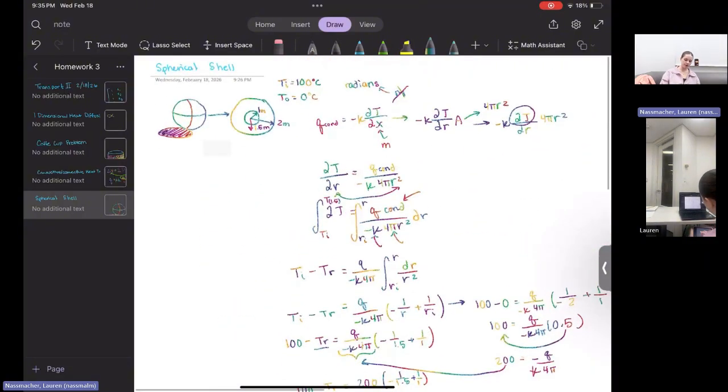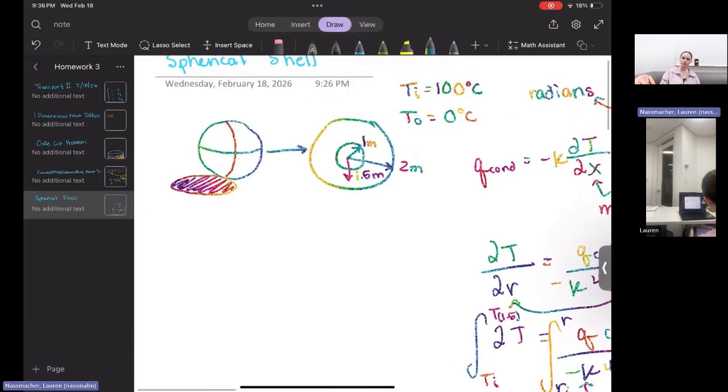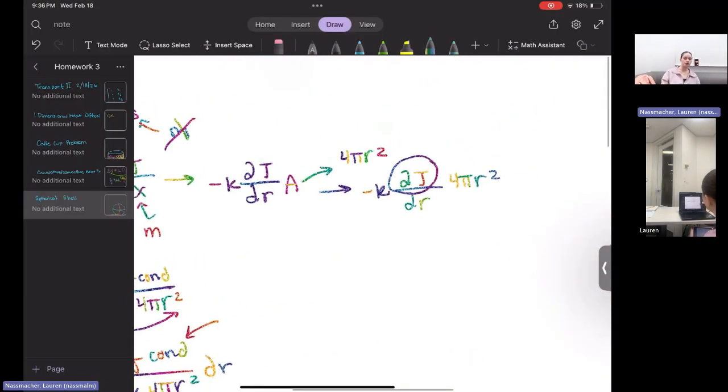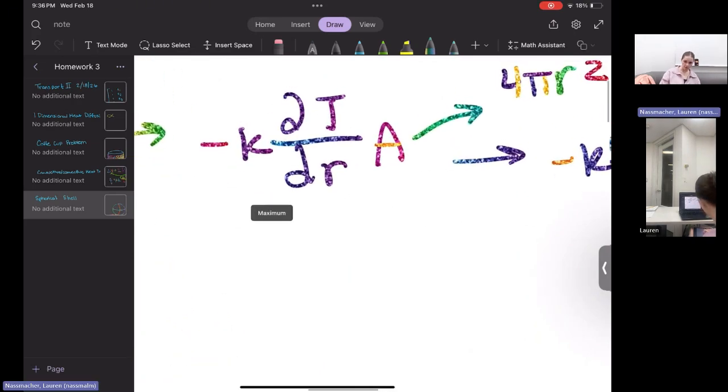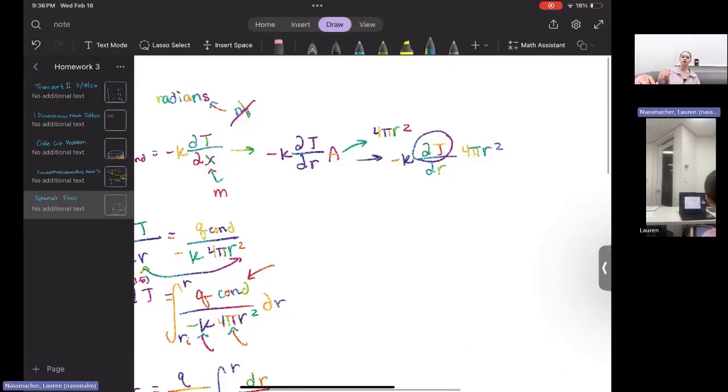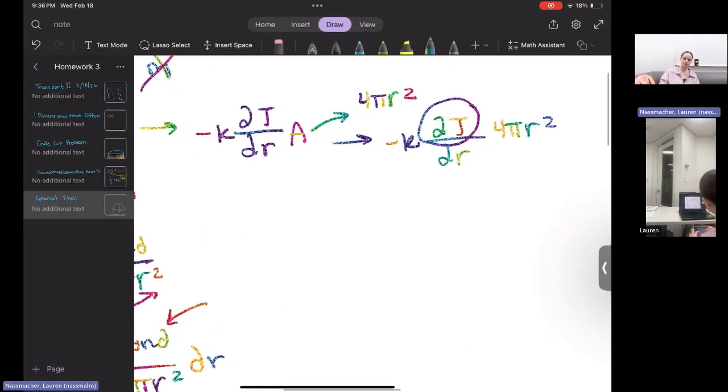And so what have you learned through this entire process? Well, you've learned that for a spherical shell, we cannot use the same equation as we typically do for heat conduction. Why? Because there's radians involved, and those do not mesh well with meters. It doesn't compute, right? You won't have the same units that you need. So instead, we can write it as a different equation.